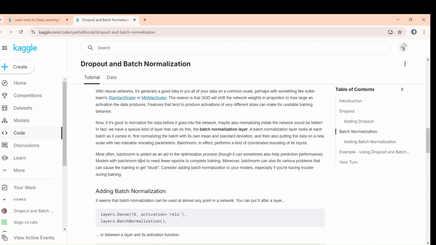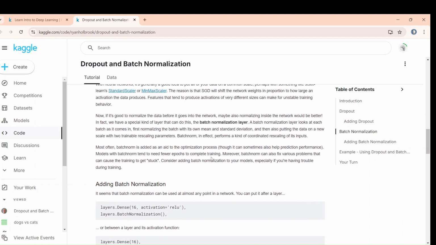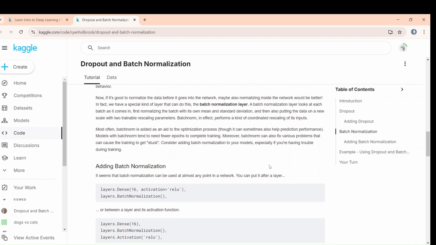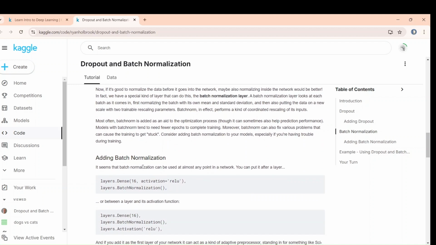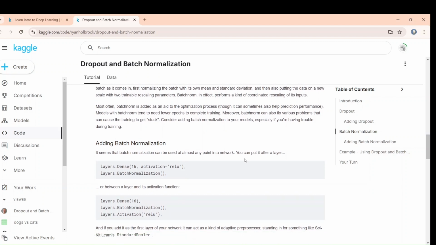Most often, batch norm is added as an aid to the optimization process, though it can sometimes also help prediction performance. Models with batch norm tend to need fewer epochs to complete training. Moreover, batch norm can also fix various problems that can cause the training to get stuck. Consider adding batch normalization to your models, especially if you are having trouble during training. It seems that batch normalization can be used at almost any point in a network.